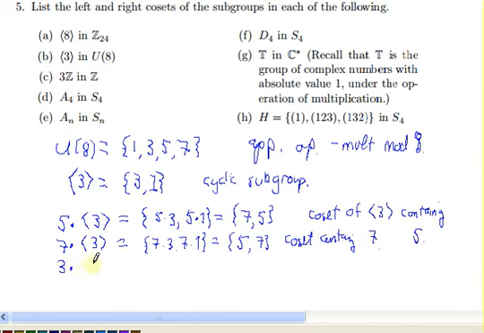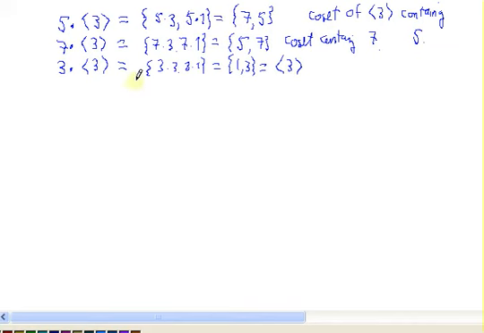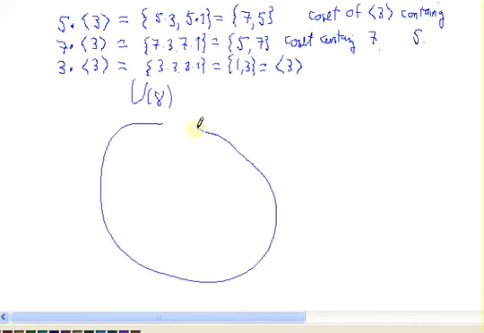Now I could do the same thing with 3. If I took 3 times angle brackets 3, that would give me 3 times 3 and 3 times 1, and that's going to give me 1 and 3. And that's the same thing, of course, as the subgroup itself. Okay, so the situation here is as follows. My entire group U8 contains the points 1, 3, 5, and 7.